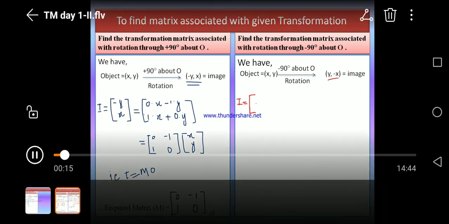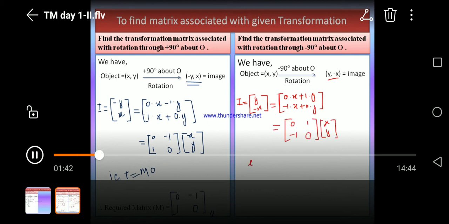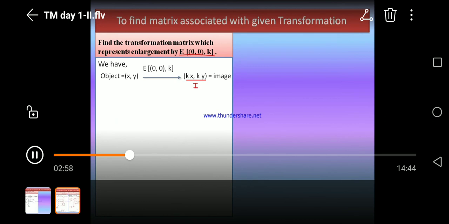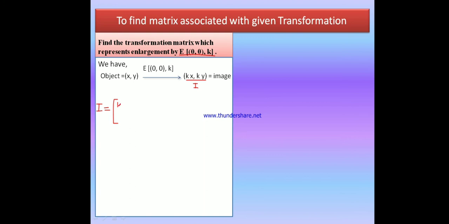Okay, in this question, let me go fast here. We are solving a problem of enlargement. Look at this question. Find the transformation matrix which represents enlargement by E(0, 0, k). What does this mean? It is the enlargement about the origin with scale factor k. So you have to state the formula, which you are already familiar with. From this formula I have taken only the image part, that is kx, ky, and written it in matrix form.